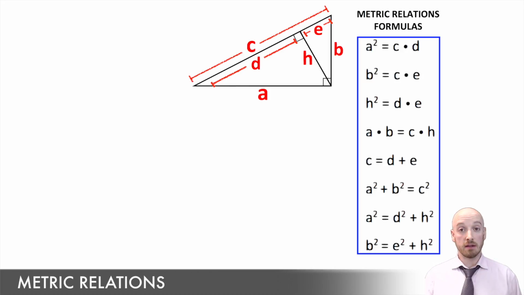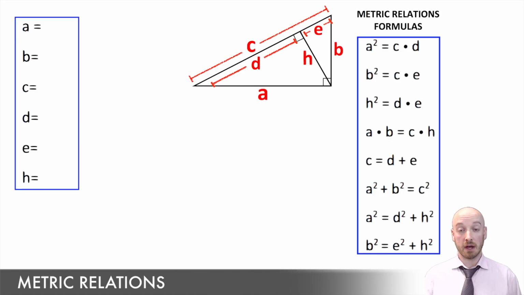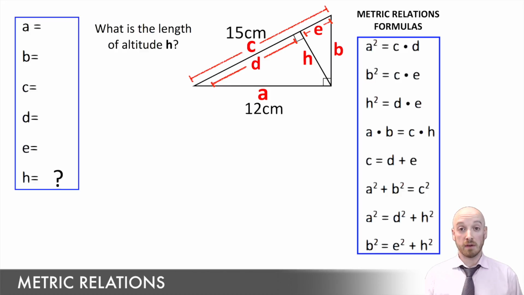And you can see that in the example on the screen, I've written out all my formulas on one side, and I've written out a list of all the labeled sides on the other. Now you can see that I have known values. I was given values for sides A and C. So in that list over on the left, I'm going to fill in the numbers beside A and C.